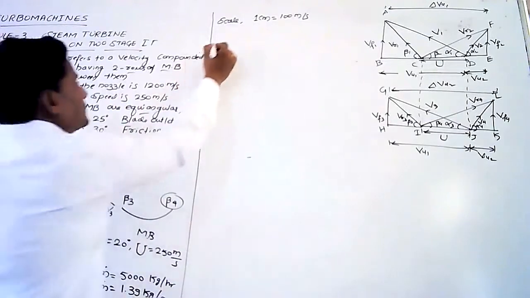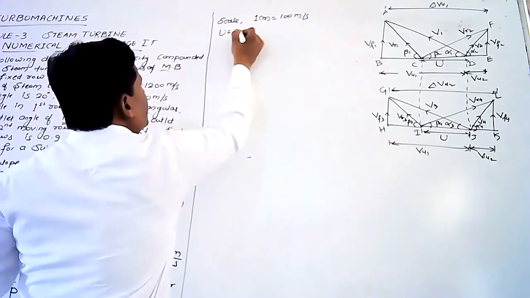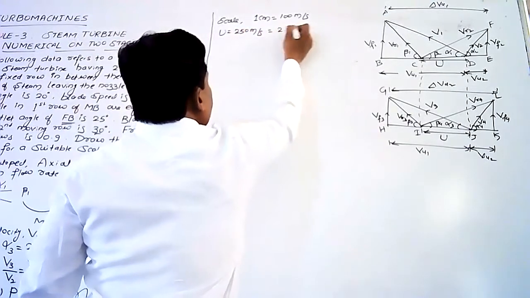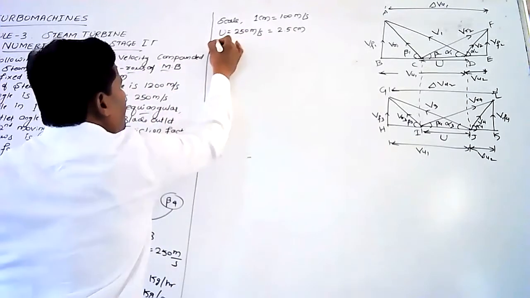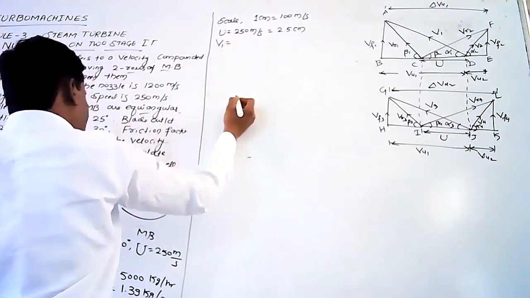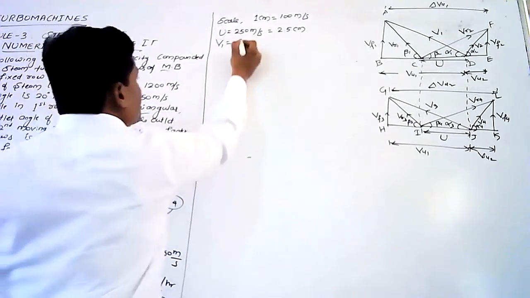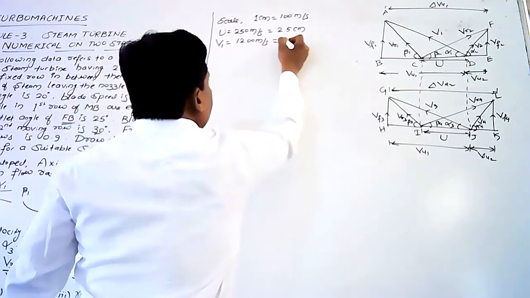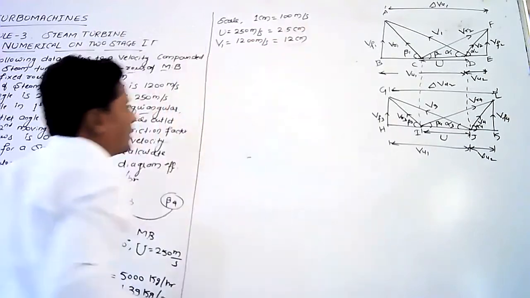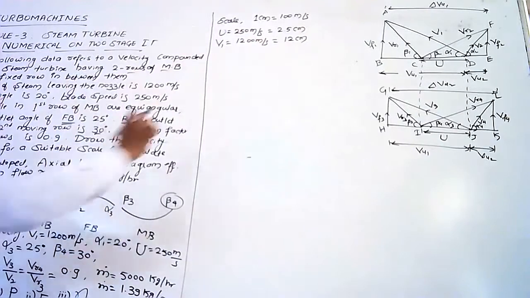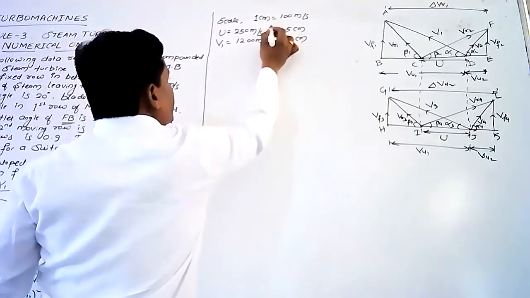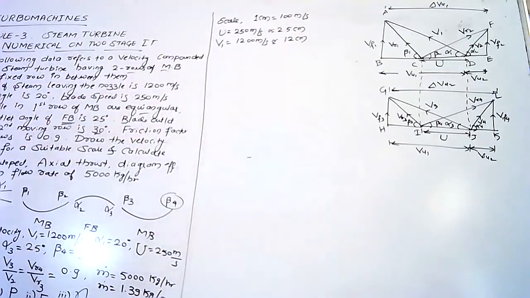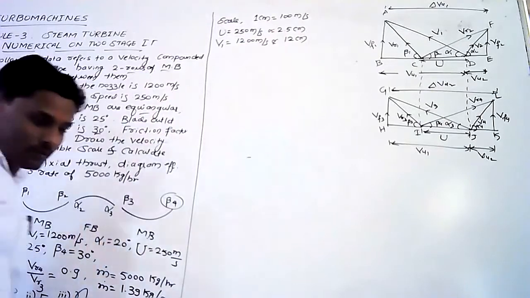So U equals 250 meter per second, or it can be written as 2.5 centimeters, and V1 equals 1200 meter per second, or in terms of centimeters, it is 12 centimeters. Now let us start sketching the graph.